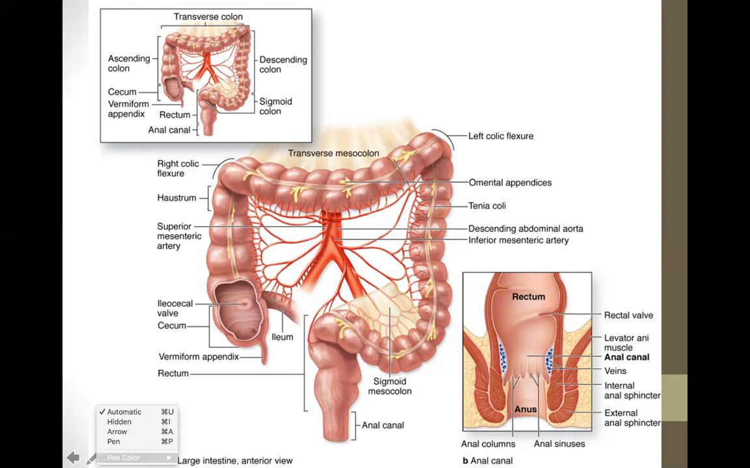Now, look closely in this picture. You have this small appendix. So, dito nagkakaroon ng acute appendicitis. Nagkakaroon ng paglaki nito, nag-i-inflame yung appendix.